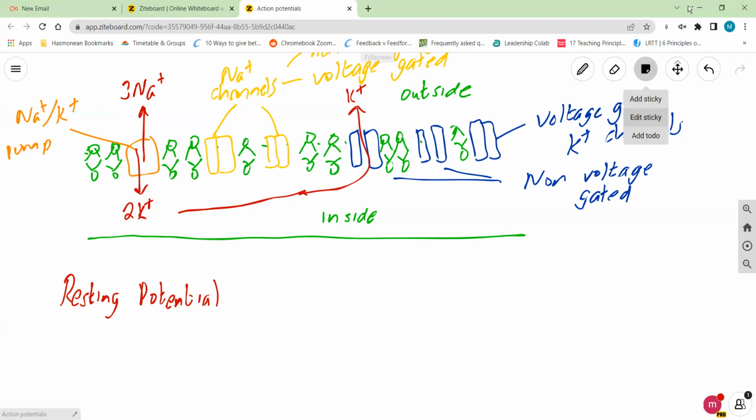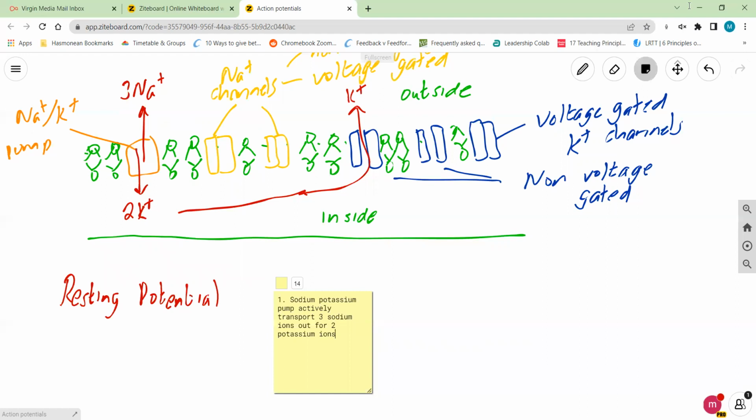So how do we describe that? Let's put it in words. So number one, the sodium potassium pump actively transports 3 sodium ions out for 2 potassium ions in.